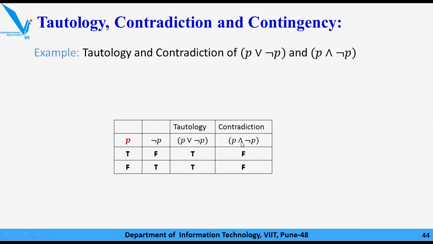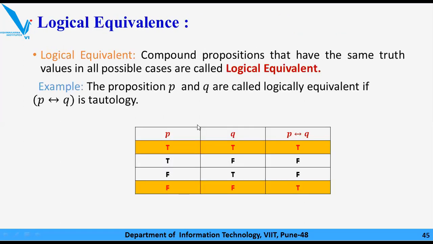The second expression is p and negation of p. After having the values for p and negation of p, after ANDing these values, I am getting false. False value means what? For this expression, in all cases, the values are false. This is the example for a contradiction, and these examples explain the terms tautology and contradiction well.